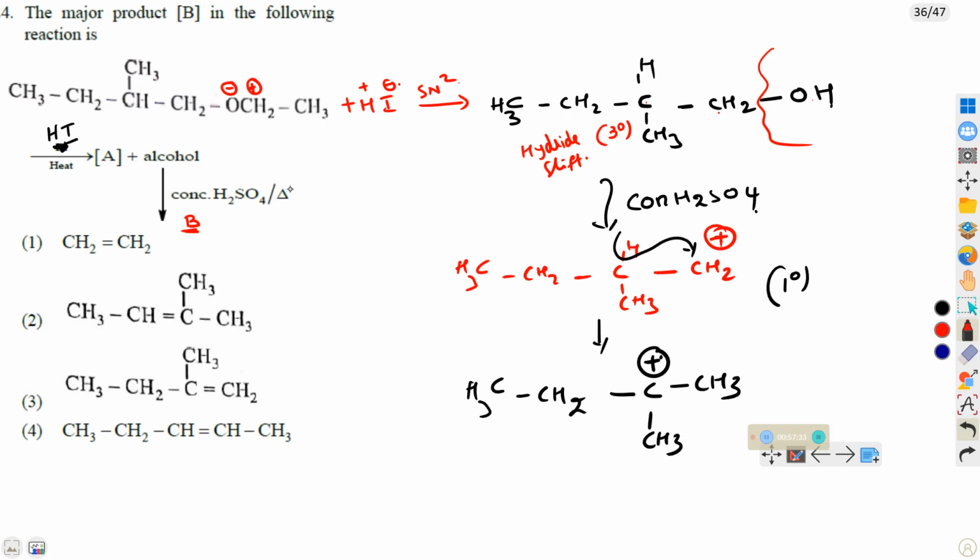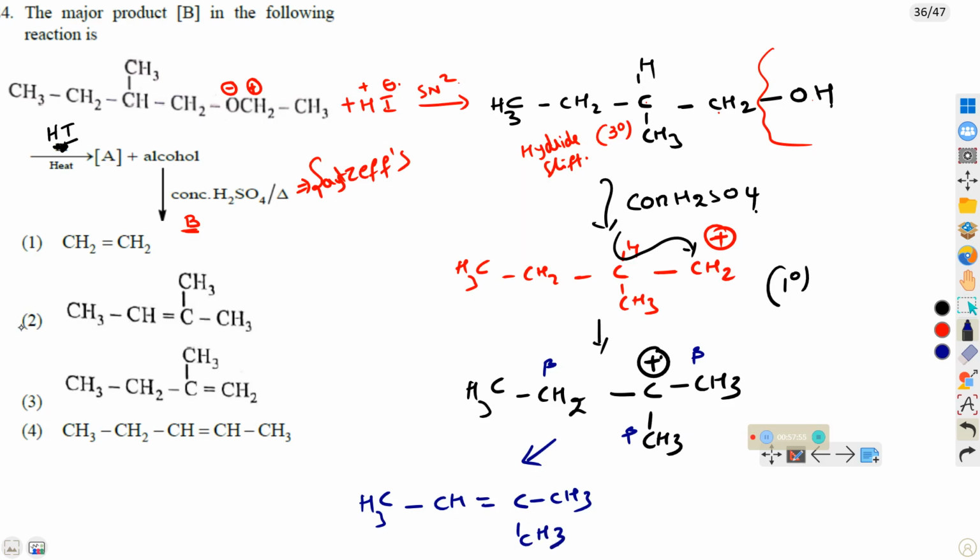Dehydration. Which product is the major product? Saytzeff's product. Remove hydrogen atom from the beta carbon which contains fewer hydrogens. Then you will get CH3CH=C(CH3)CH3. Based on that, the second option is correct.